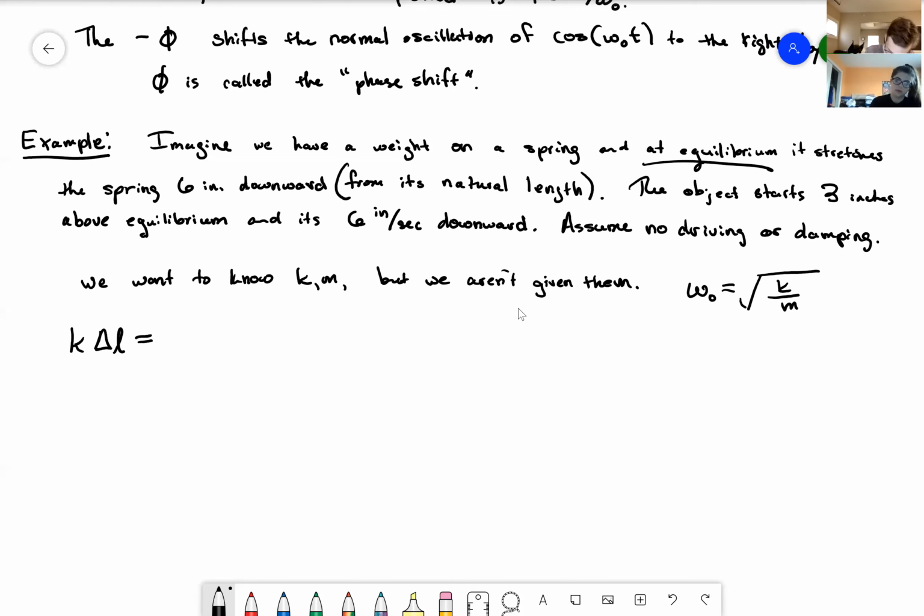And then the force due to gravity is mass times the acceleration due to gravity. Okay, so our delta L is equal to 6 inches, and our g we're going to approximate by 32 feet per second squared. So this is an acceleration. Now we want to make sure our units match. Inches are similar to feet, but not exactly, so we'll transform this into half a foot.